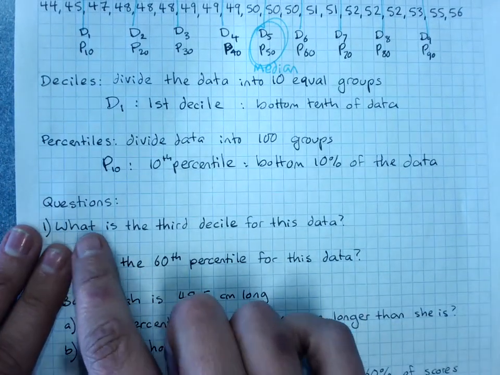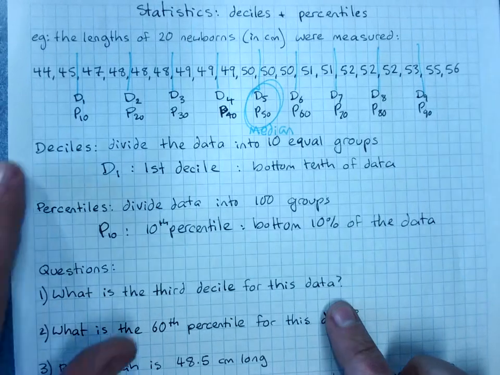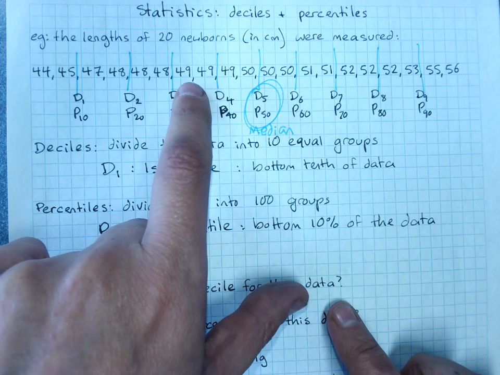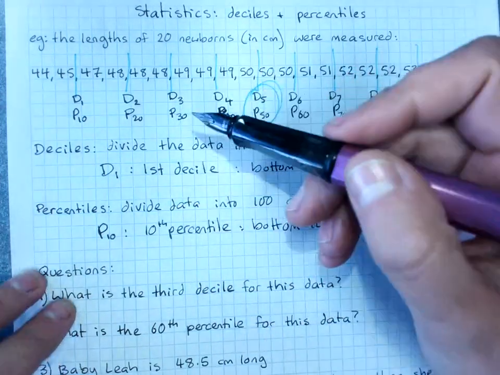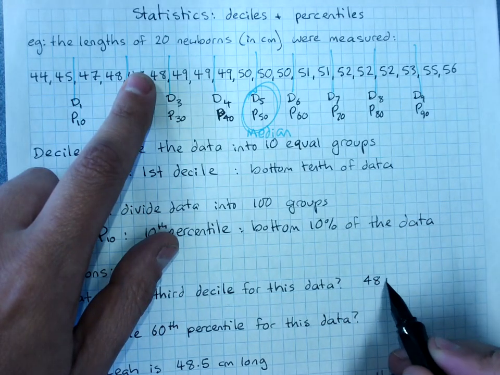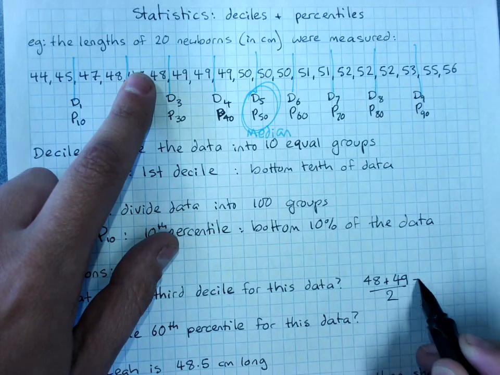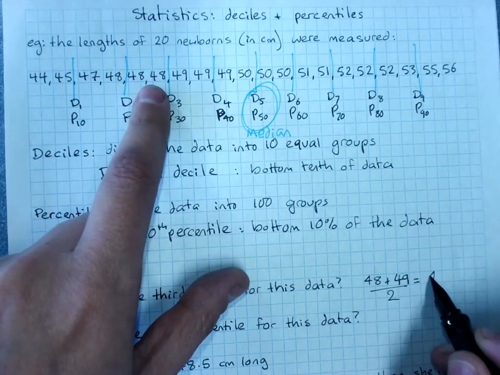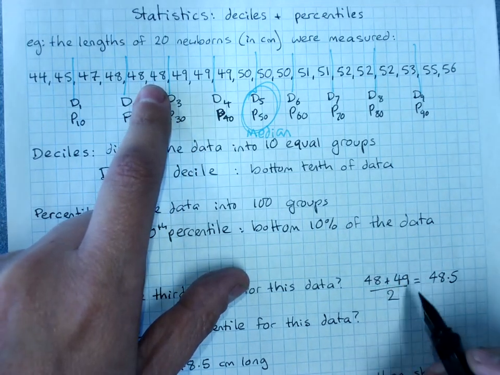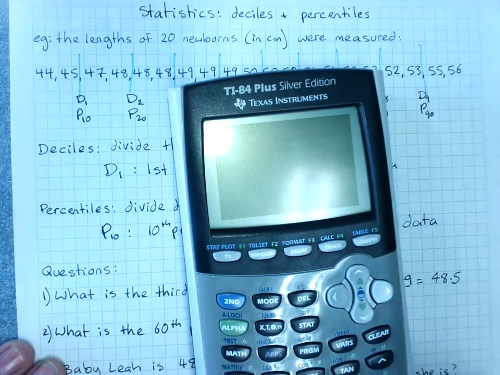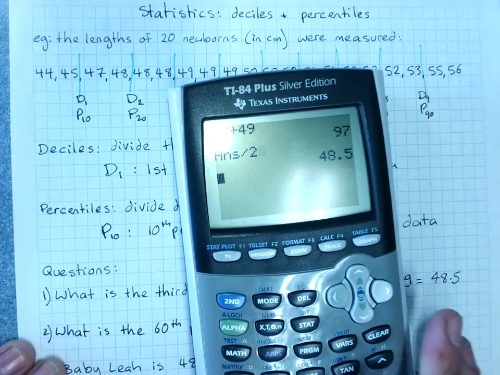Now some questions. What is the third decile for this data? So we go to D3 and you'll see it's between 48 and 49. So just like we used to do with the median when it was between 2 numbers, we average those numbers. 48 plus 49 divided by 2. And you can realise, of course, that that's halfway between 48 and 49, so that's 48.5. Or you could grab your calculator: 48 plus 49, hit enter, and then divide by 2, 48.5.